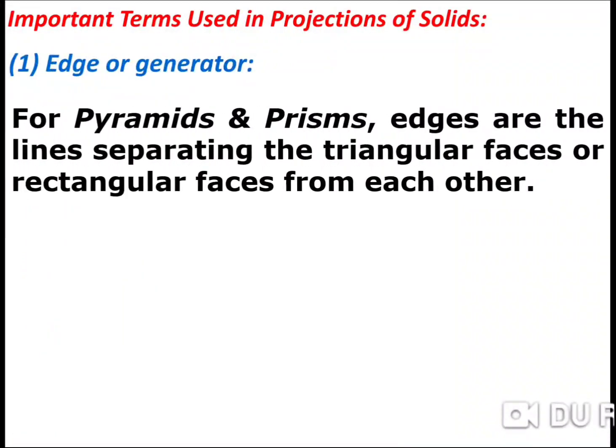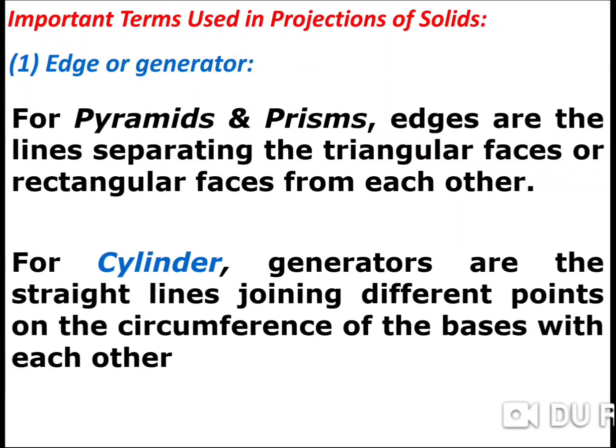Generators. Important terms used in the projection of solids. Edge or generator. For pyramids and prisms, edges are lines separating the triangular faces or the rectangular faces from each other. For a cylinder, generators are the straight lines joining different points on the circumference of the bases with each other.